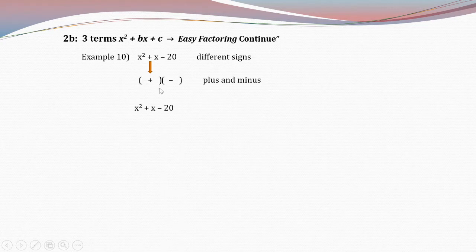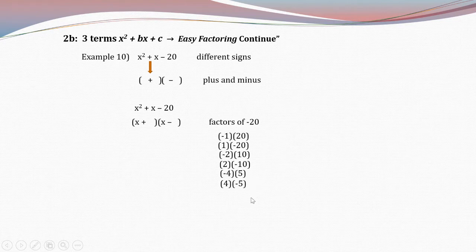Now, factors of negative 20. We're going to get negative 1 times 20 and 1 times negative 20. Negative 2 times 10 and 2 times negative 10. Negative 4 times 5 and 4 times negative 5. Now, what goes here, guys, will be the difference. Difference of two factors equal to the bx term. So this will give me 19.